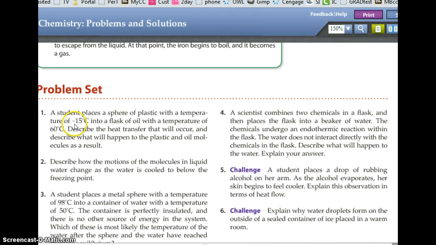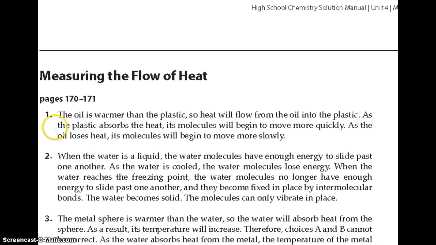So question 1, we put in a cold piece of plastic into a very warm flask of oil. So what's going to happen? The oil is warmer than the plastic, so heat will flow from the oil into the plastic. As the plastic absorbs the heat, its molecules will begin to move more quickly. Because remember, the oil molecules are moving quickly and they're going to hit the plastic molecules. So the oil molecules are going to slow down and at the same time make the plastic molecules go faster.